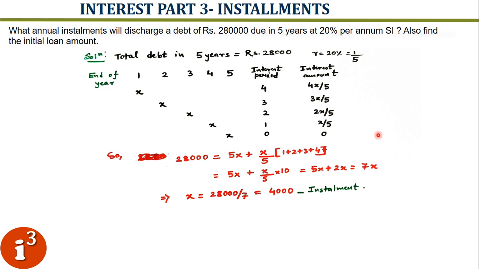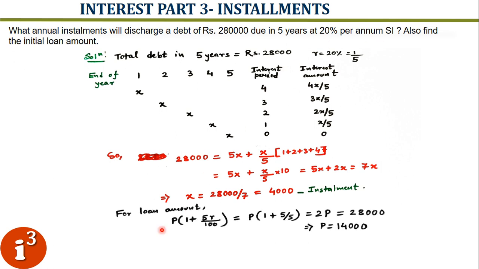Okay, so basically for the loan amount, if the loan amount would have been P, this would have been P into (1 plus 5R by 100). That would have been equal to the discharged debt 28,000. So 1 plus 5R by 100, R is 20, 20 by 100 is 1 by 5. So P into (1 plus 5 by 5), 5 by 5 is 1. So 2P, 2P is 28,000, P is 14,000. So 14,000 was the initial loan. After 5 years it becomes 28,000, and you pay an installment of 4,000 per year. So this is the flow chart.